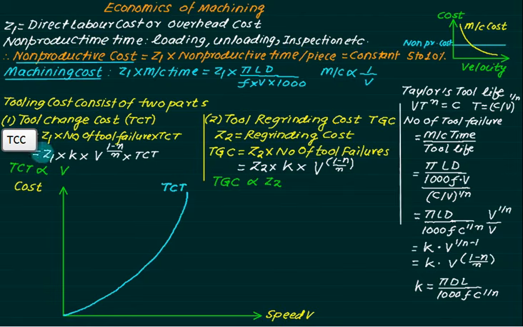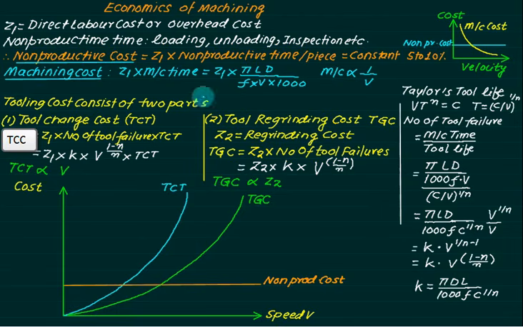Suppose this curve is called TCC, that is the tool change cost, not TCT, and this will represent the TGC, the tool grinding cost. Both are direct functions of V to the power (1 minus n) upon n, that is V to the power of something positive. In addition to this, I will show here the non-productive cost. So we have seen the 4 costs. One cost we have to show in this graph is the machining cost. As the cutting velocity increases, we require less machining time. So we have a rectangular hyperbola here, and this represents the machining cost.